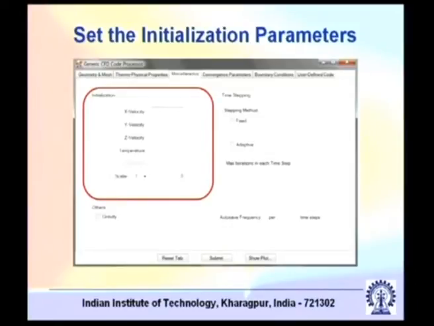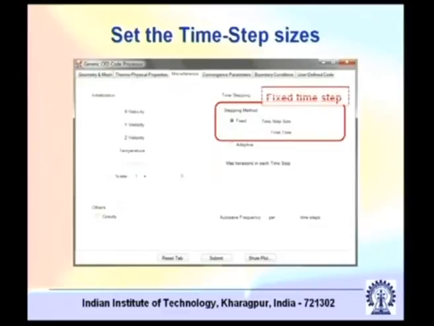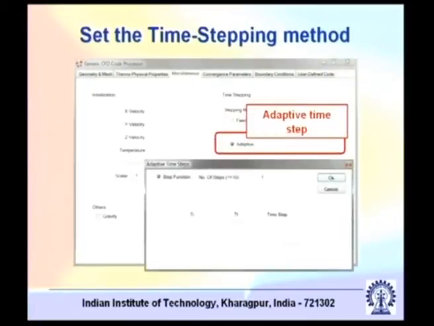Now set the initialization parameters. For example, you can set the initial velocity, and then you can set the time steps. So you can have a fixed time step size, or you can have an adaptive time step size. For example, a problem can have different time scales at different instants of time. For example, you have a domain, you suddenly heat the domain. So what you see is that initially there will be rapid transients. So you need to keep very small time steps to capture the changes within that small time interval.